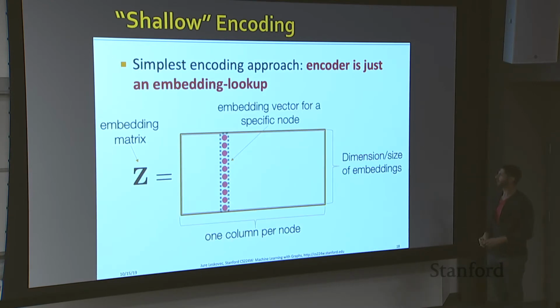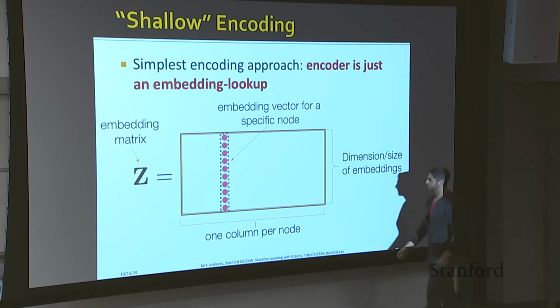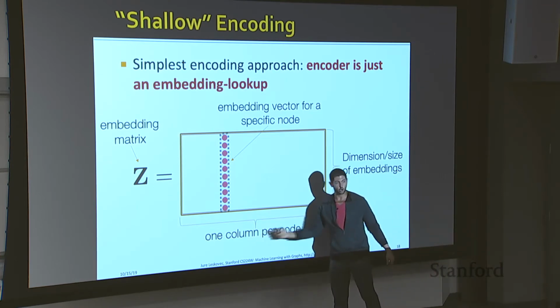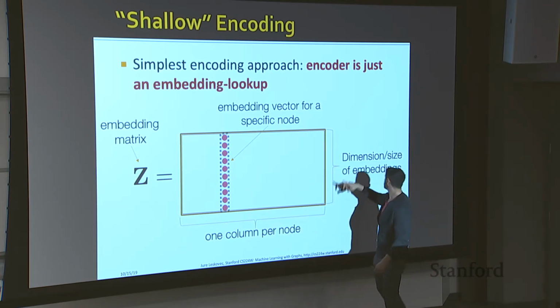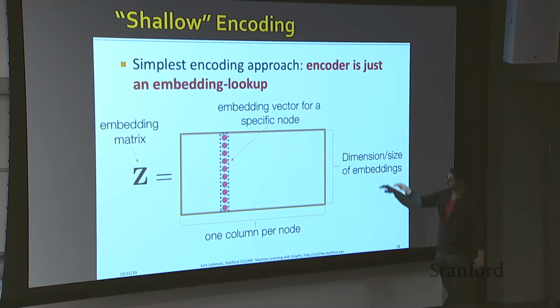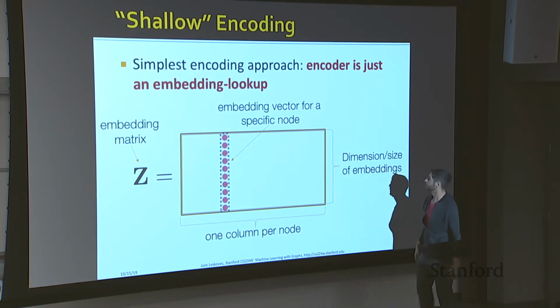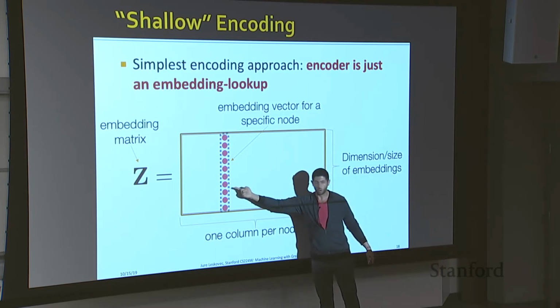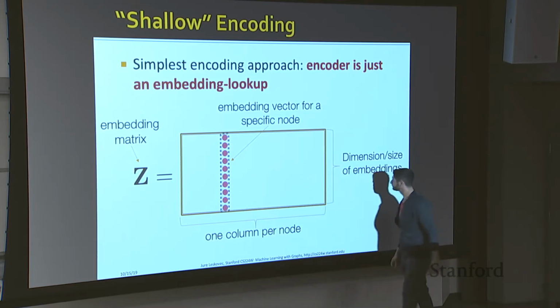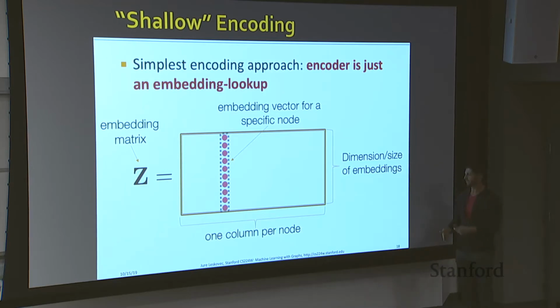Now, how does this look? Our embedding matrix will have basically one column per node, and the number of rows will be exactly equal to the dimensionality of our embedding, okay? So each embedding vector will correspond to one of the nodes in our graph, okay? So this is the class of embeddings that we're going to be seeing today, basically.